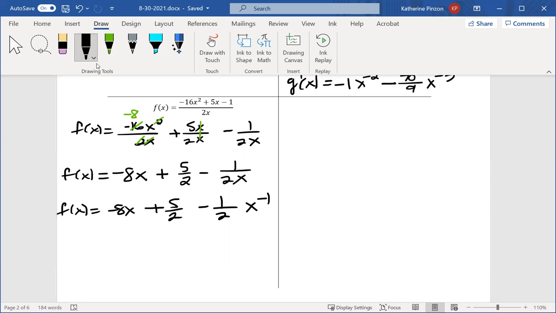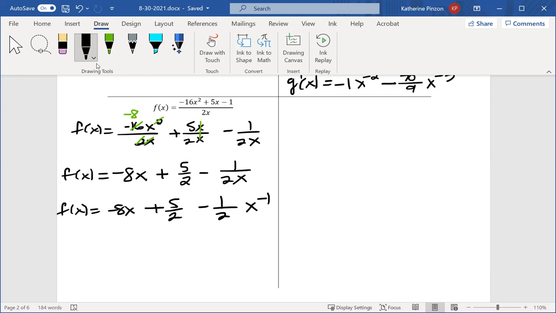Okay, so now this is where the calculus comes in. And this one is a little bit trickier because these two aren't really powers of x, right? They are, but they're kind of hiding, right? This third one is easy. Bring the negative 1 in front, subtract 1 from the power.